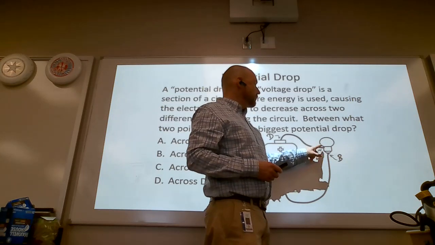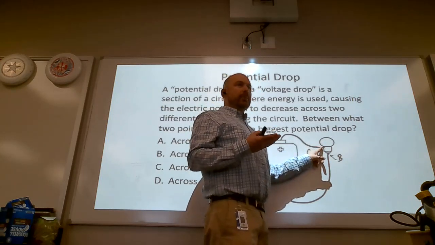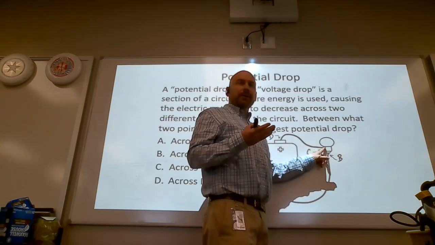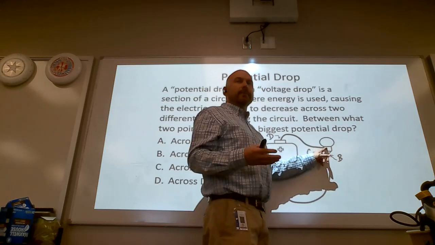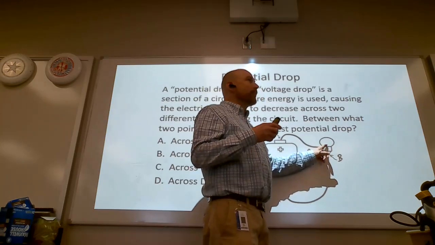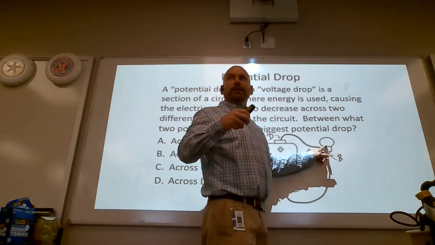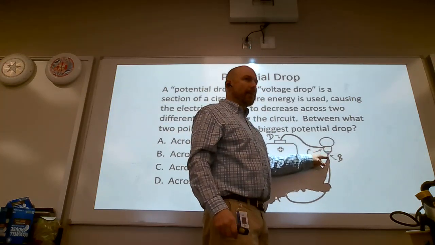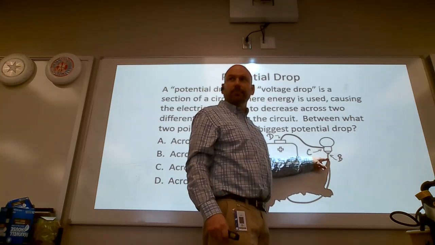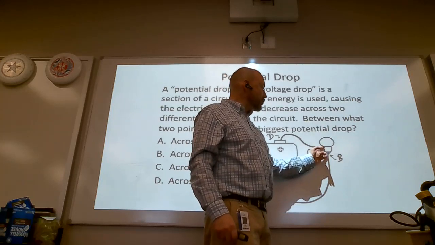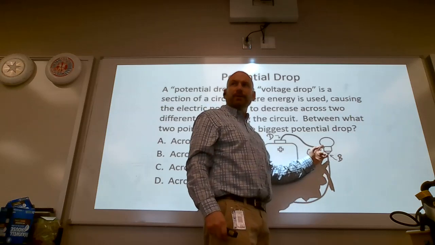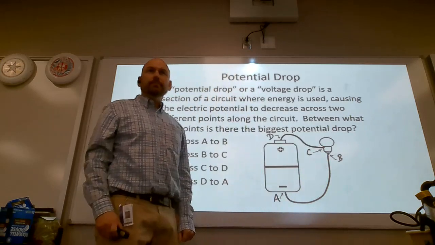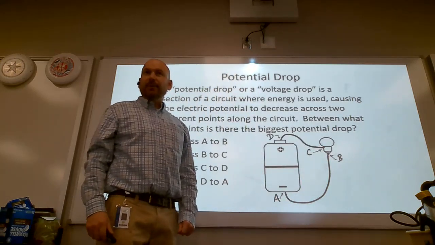Okay, so right here, there's a certain amount of energy per electron, and then as it goes through the light, it converts that electric potential energy to other types of energy. So here, the electrons don't have as much energy per electron. There's an electric potential drop or a voltage drop across the light bulb. You all right with that idea?